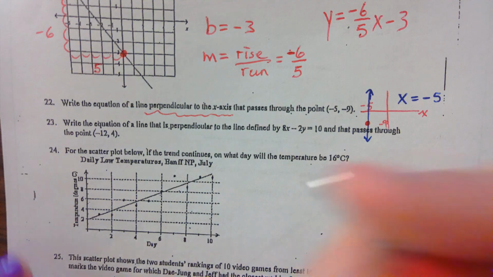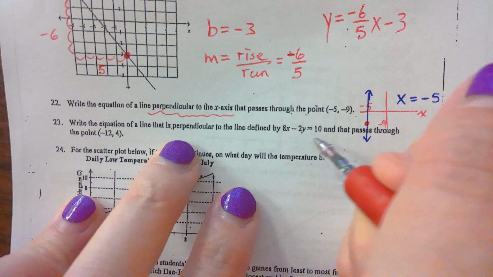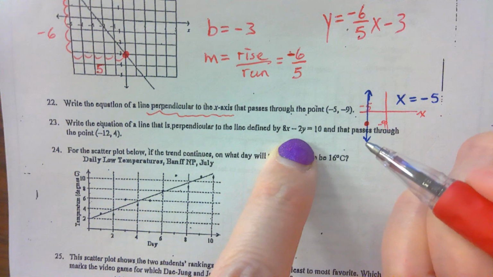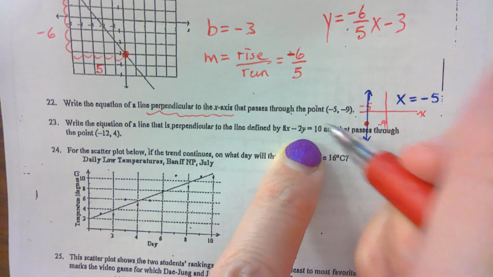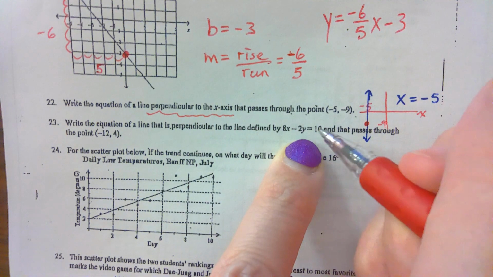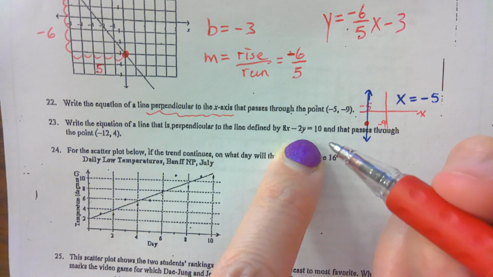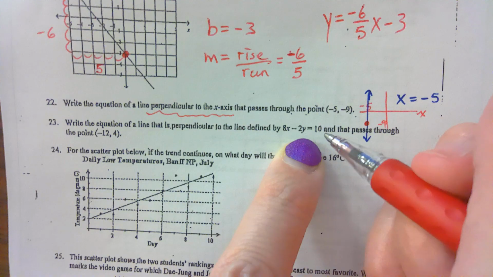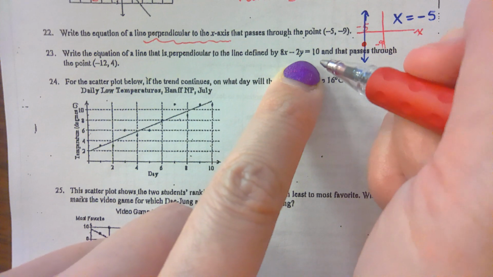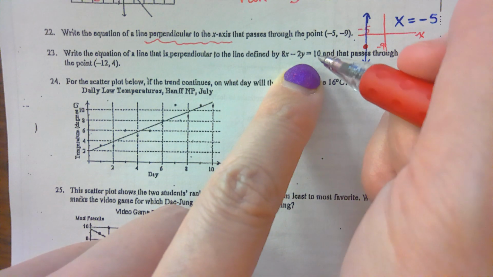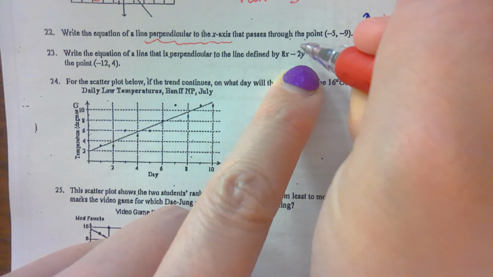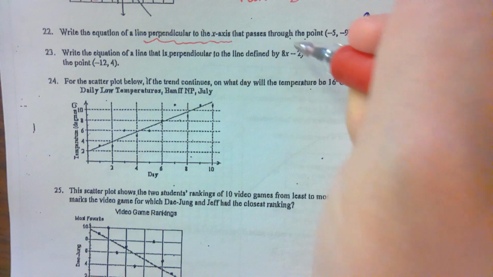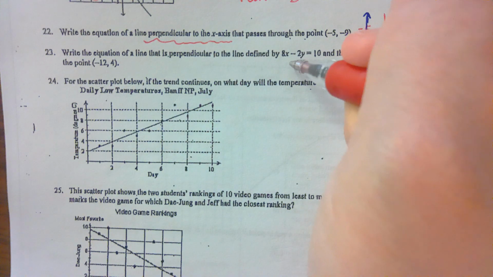Okay. Next one here, perpendicular to this line. So what's my very first step? Perpendicular to this line right here. What's wrong with the format of this line? Ivan, what's wrong with this line? It's not in y equals form, right, so I have to rearrange it first.